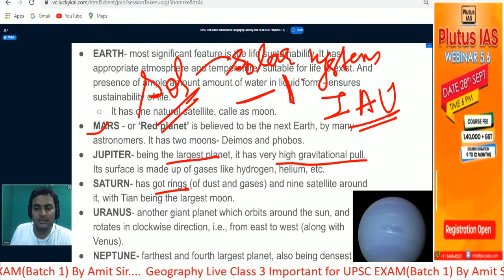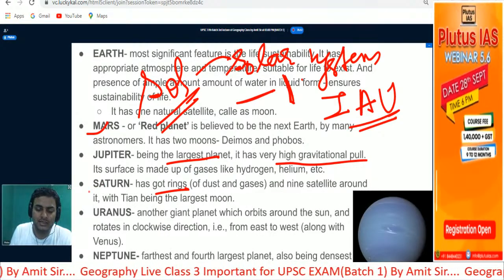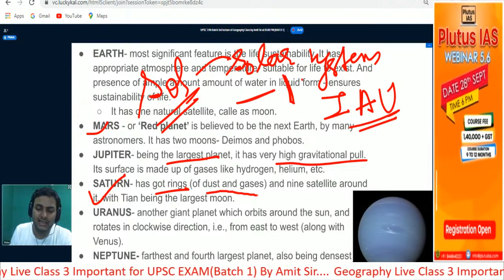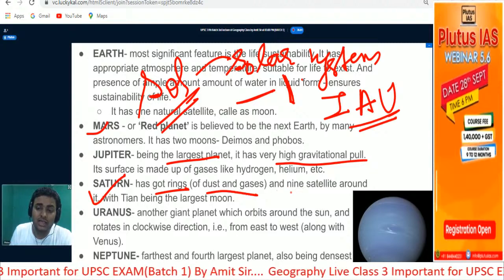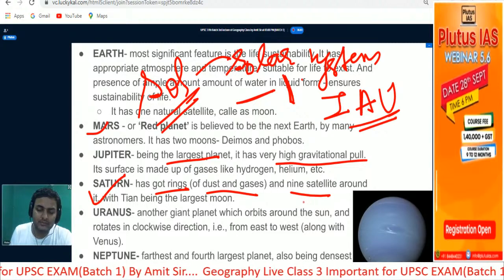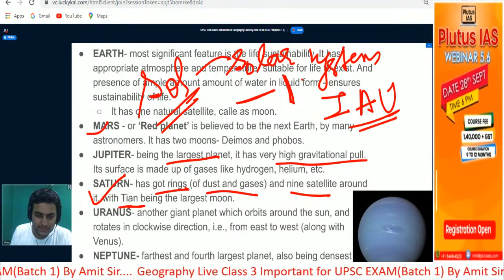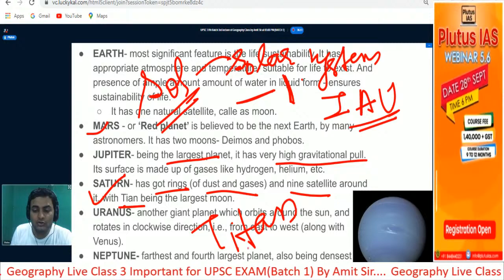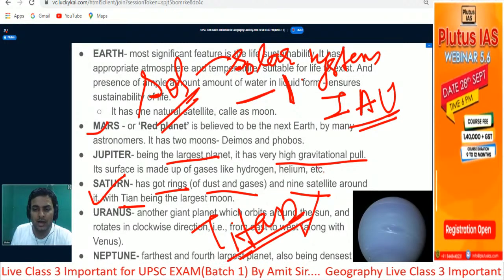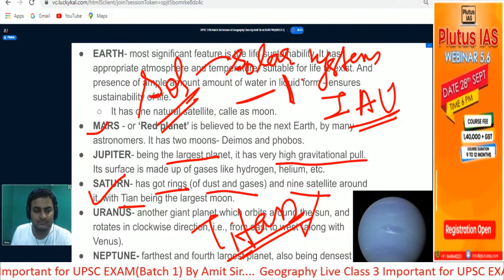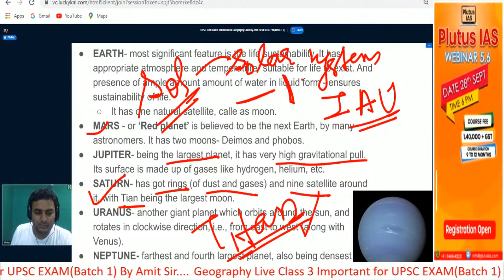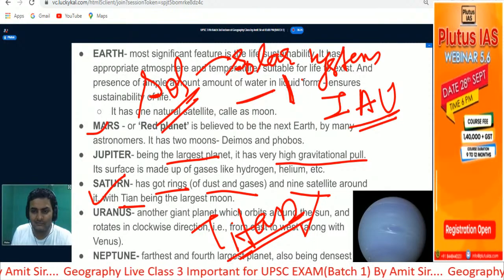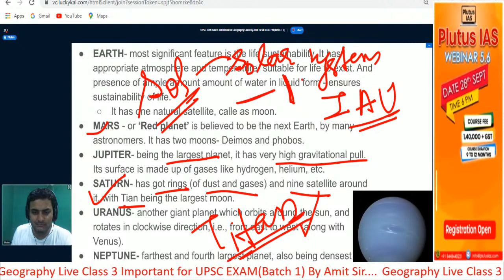Then Saturn has rings. Saturn, Uranus and Neptune have rings, but in Saturn they are clearly visible, right? These rings are made of dust and gases. Saturn has 9 satellites, and Titan is the biggest moon. There is a possibility of life on Titan because some ice crystals have been found on it. Jupiter has the highest number of satellites. I don't remember the figure, and in geography I am only giving a bit of an idea.